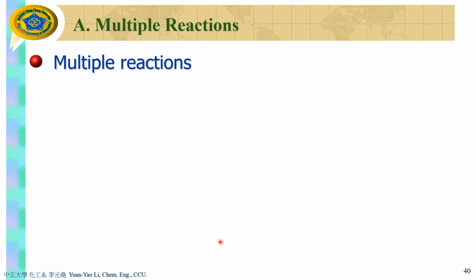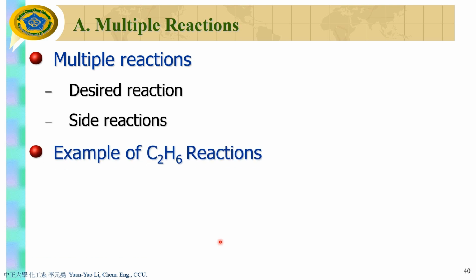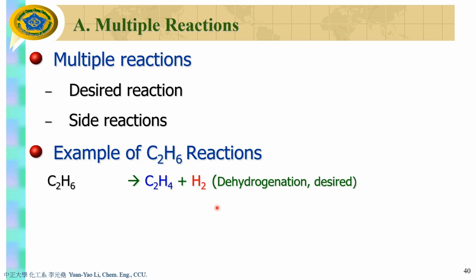So multiple reactions normally involve a desired reaction and side reactions. You can have one side reaction or you can have side reactions, so it can be multiple. Okay? So side reactions can be 1, 2, 3, 4. Here I give you an example with C2H6 reactions. This is what we call dehydrogenation. You take out one pair of hydrogen atoms, which becomes a hydrogen molecule. So this is called dehydrogenation. Okay, this is what we want.